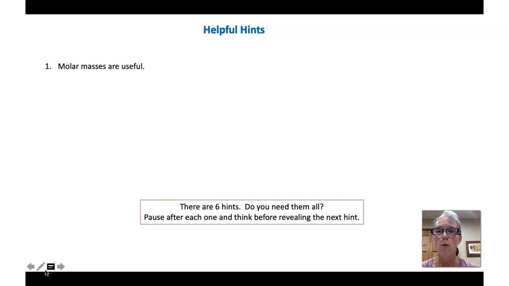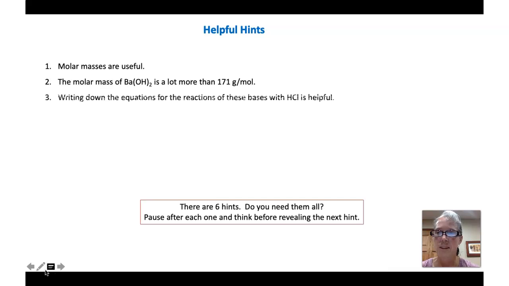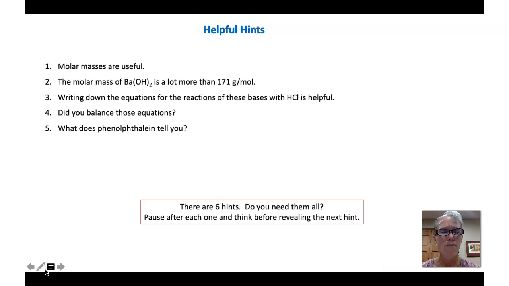Okay, first hint, the molar masses are very useful. Second hint, the molar mass of barium hydroxide is a lot more than 171 grams per mole. Number 3, writing down the equations for the reactions of these bases with HCl is helpful. Number 4, did you balance those equations? You should get coefficients that are 2 or smaller. Fifth hint, what does that phenolphthalein tell you? What does its color indicate to you?